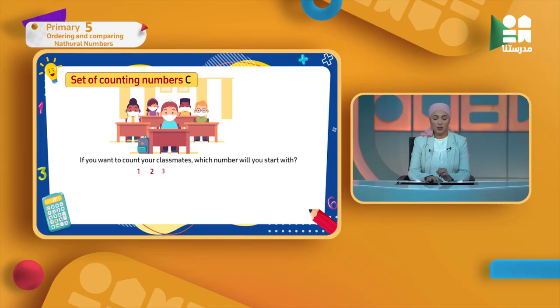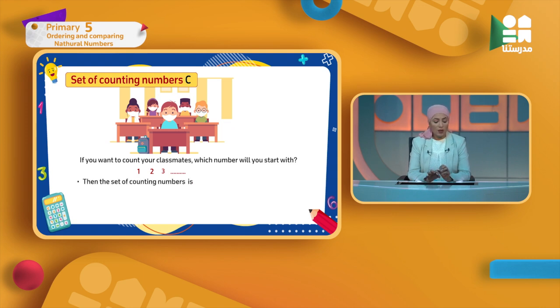Now if I have some students in my class and I want to count how many students I have, how do we count them? Or what is the number that I start counting by? Of course I start by 1. So I count 1, 2, 3, and so on. These are called the set of counting numbers. When I start to count using the first number 1, then this is called the set of counting numbers.